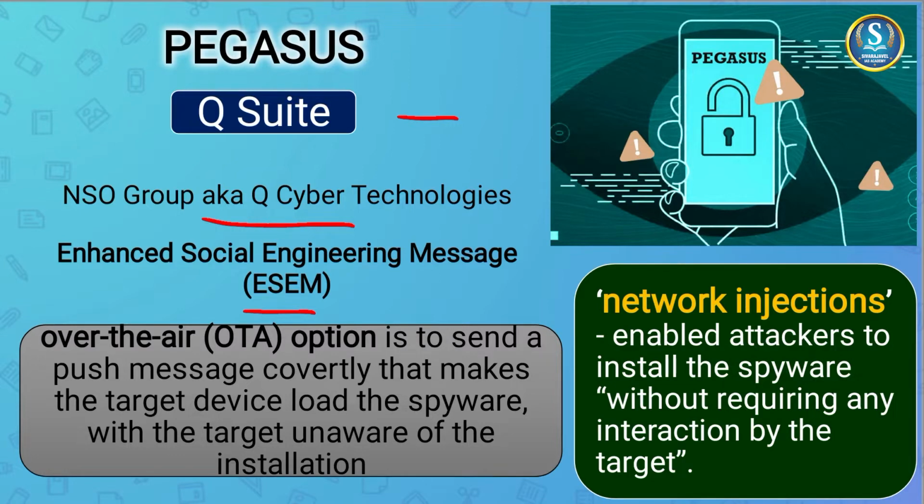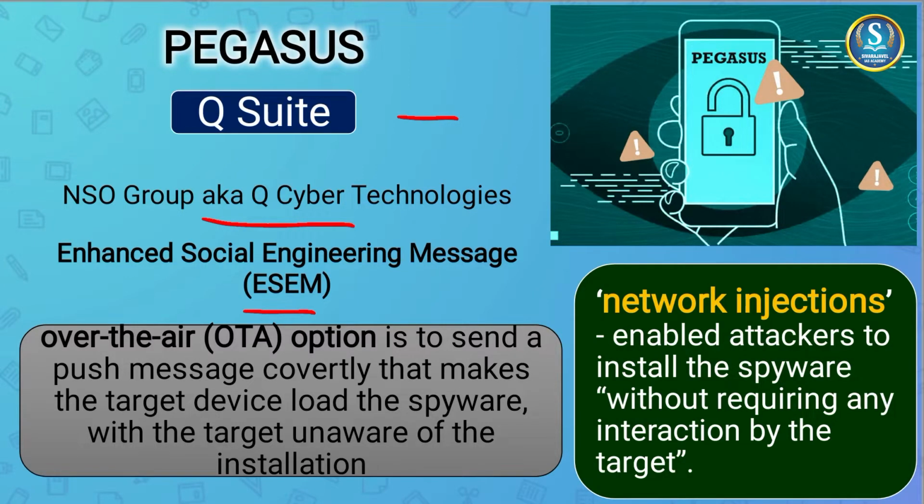Another method is network injection. In this method, it enables the attackers to install the spyware without requiring any interaction by the target. So there's no SMS sent, no message or nothing. Without any interaction, it can just install the spyware. One such option is the over the air or the OTA option. It is to send a push message covertly that makes the target device load the spyware with the target unaware of the installation. The target does not know there is a spyware actually being installed behind the system.